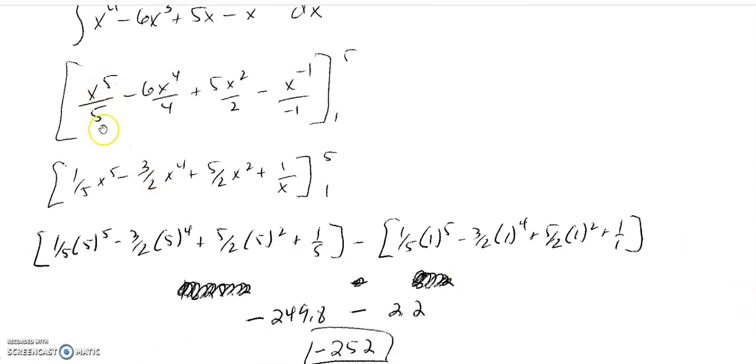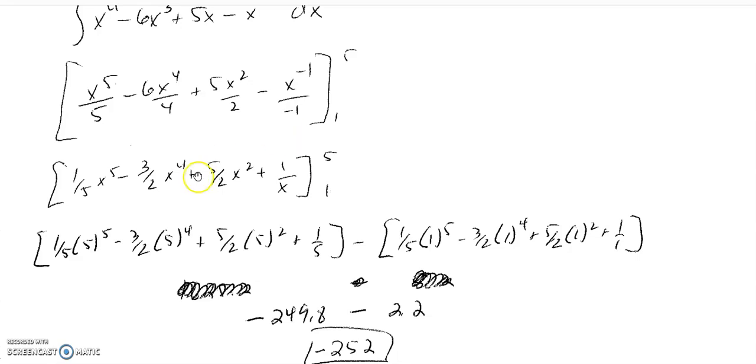So x to the 5th over 5 would be 1/5 x to the 5th, minus 6x to the 4 over 4. 6 over 4 would be 3 over 2 x to the 4, and 5x squared over 2 would be plus 5 over 2 x squared, and minus x to the negative 1 over negative 1, negative over negative is positive, 1 over x, from 1 to 5. Then we're going to plug 5 into the x, minus plug in 1 into the x.